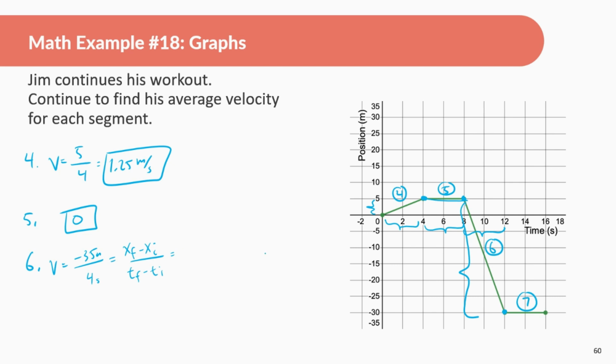So final position is going to be this -30 here, minus this initial position, which is this 5 here, divided by the final time, which is this 12 seconds here, minus this initial time, which is this 8. So now I'm just going to do -35 divided by 4. This is kind of like how I had it originally, but anyway, I'm just showing more work right now. And we have -8.75 meters per second.